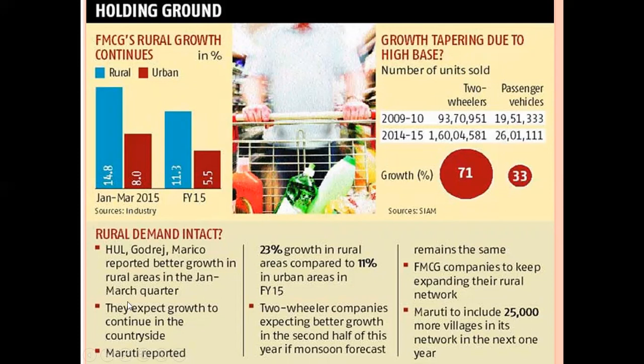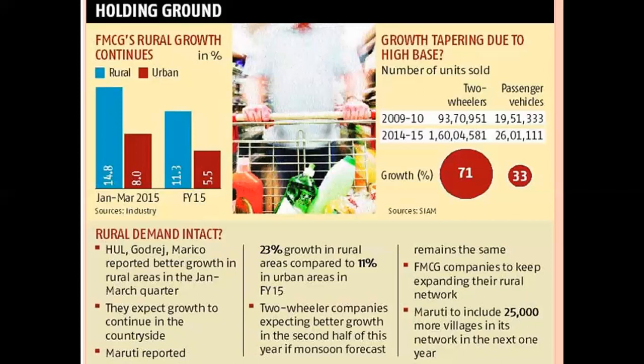Now let's talk about the big companies. HUL, Godrej and Marico reported better growth in rural areas in the January to March quarter, in the 2015 data, although it is a little old. And Maruti reported 23% growth in rural areas compared to 11% in urban areas. For two-wheelers, obviously, the data itself shows how much the growth is. FMCG companies now focus on rural areas, so they are trying to expand their rural networks. Similarly, Maruti has added 25,000 more villages to its network in the next one year.